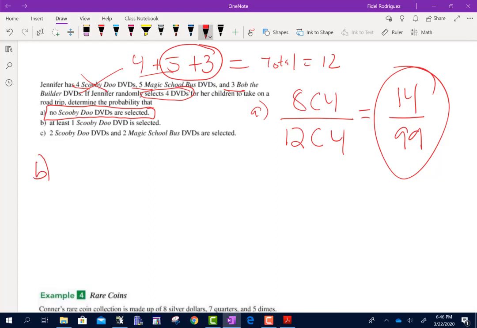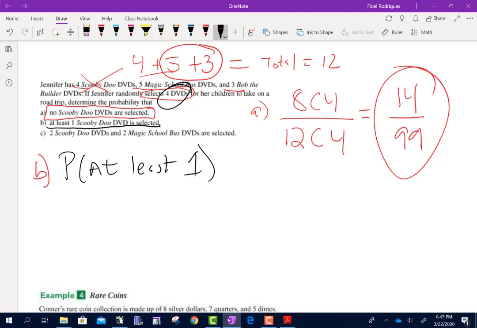Now, I want you to notice part B. Part B says at least 1 Scooby-Doo DVD is selected. So let's think about what at least 1 means. It means we could have 1, or 2, or 3, or 4. We're not going to have more than 4 because we're only selecting 4 DVDs. If you remember from previous sections, the probability of at least 1 is equal to 1 minus the probability that we have none of them.